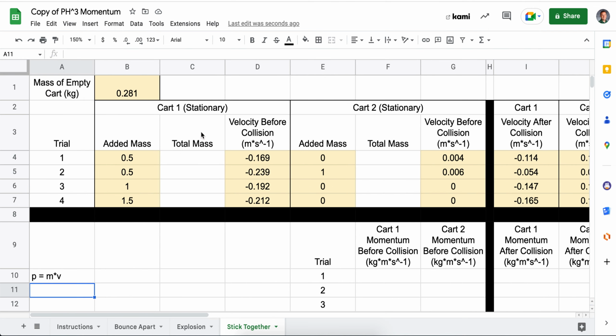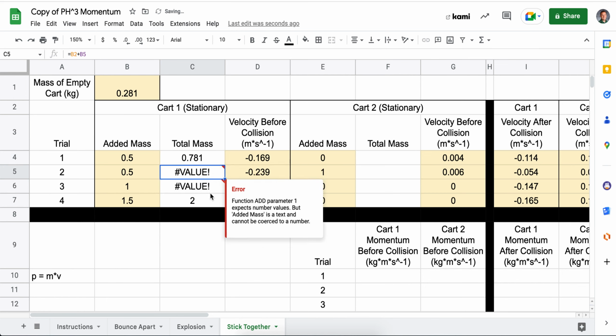The first thing we need to do is just fill in our masses. And what I want to do is show us ways that we can do this without having to do the calculations, but use this tool as a resource. So when we have to do calculations, we need to tell any spreadsheet to do equals. And then to find the total mass, we simply need to do the mass of the empty cart plus the added mass. And I get 0.781.